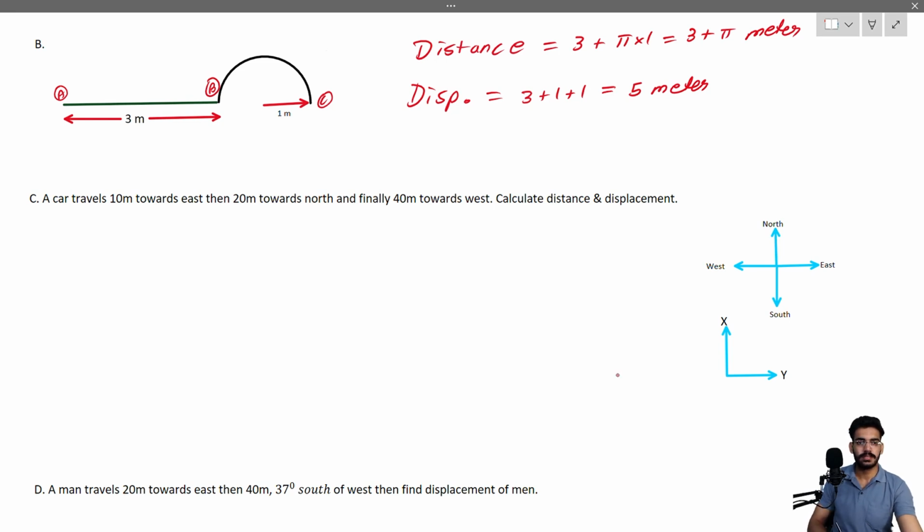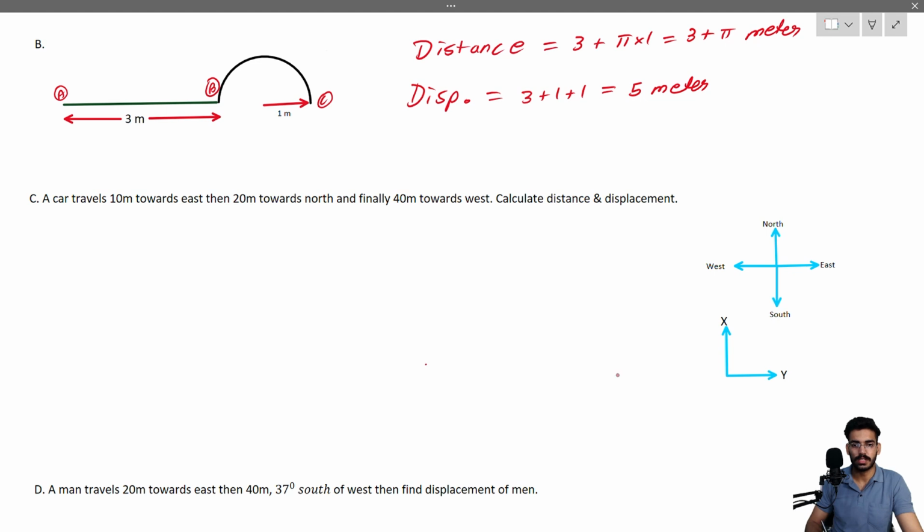Next question we have is: a car travels 10 meter towards east, and then 20 meter towards north, and finally 40 meter towards west. Calculate distance and displacement. So what he is saying is a car travels towards east. In general we make the direction like this. So the car travels 10 meter towards east.